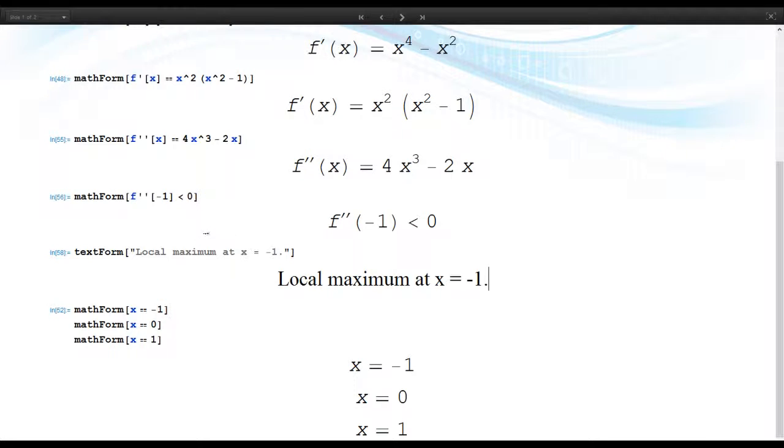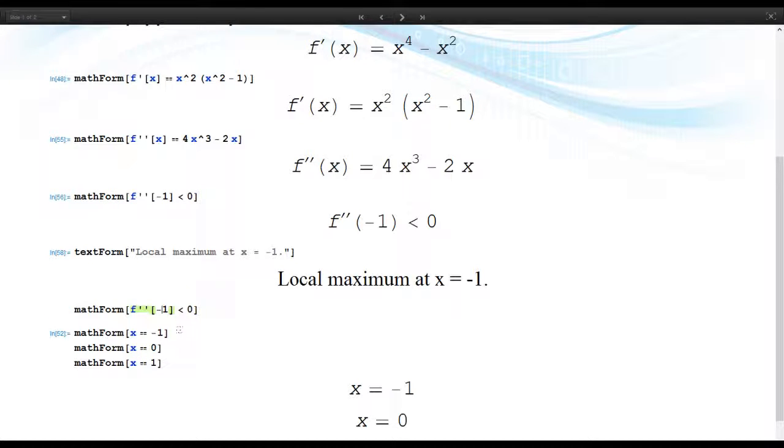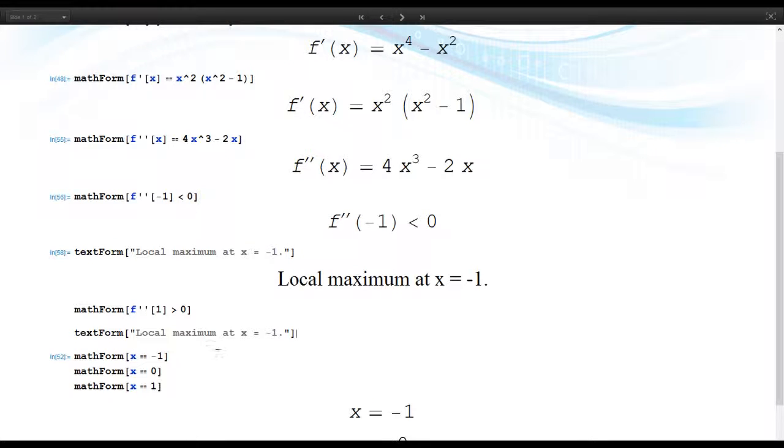So let's plug positive 1 into our derivative. So if we plug positive 1 into the second derivative, this derivative here, we get 4 times 1 is 4, minus 2 times 1. So 4 minus 2 is 2. So that tells us that our second derivative at the point x equals 1 is positive, and that tells us we have a local minimum at x equals 1, which is what we knew because of the symmetry of the function.